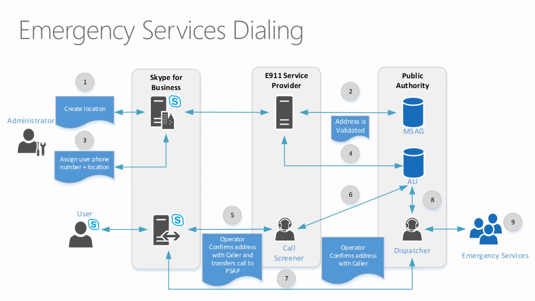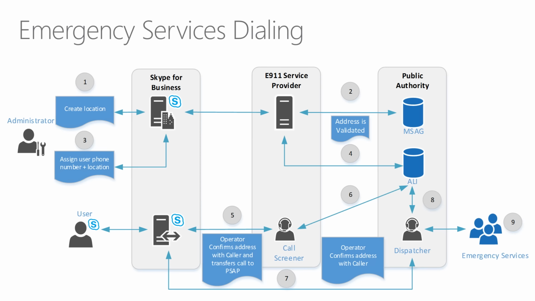This is the first difference between the US and other regions. In other regions, there is no Master Street Address Guide, so we are just using Bing Maps to validate that this is an address that really exists. So now, back to the left, step number 3. A user is now assigned to the phone number and the location, and this information is stored in step 4 in the ALI, the automatic location identification, that will be used in case of emergency to find out where a user is located. So now the user is completely configured, but has not placed an emergency call yet. That's what we're going to look at next.